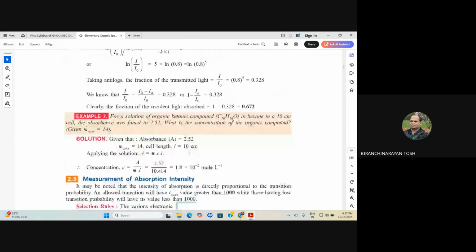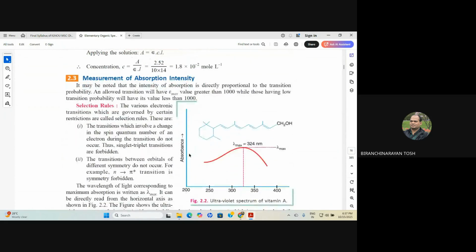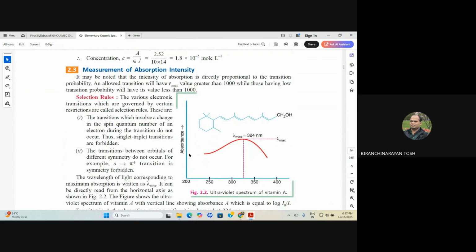Then we'll move to the different types of electronic transition. Selection rule, okay, and here, because of the selection rule, you should know the symmetry, that means the shape of sigma bonding molecular orbital, sigma antibonding molecular orbital, pi bonding and pi antibonding molecular orbital. So the selection rule tells that a transition which involves a change in spin quantum number of an electron during the transition does not occur. If there is a change in spin quantum number, that means singlet-triplet transitions are forbidden.